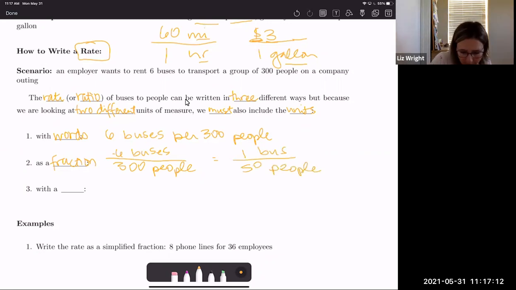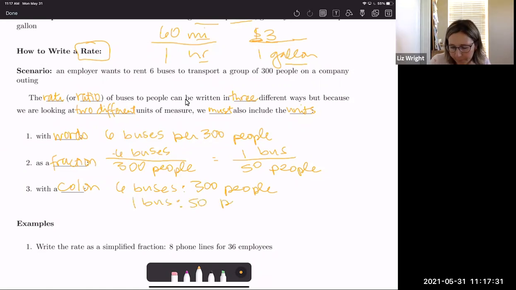And then with a colon. So it would be 6 buses per 300 people. And again, you got to make sure you put your labels on there. Again, or if you're simplifying it, it would be 1 bus per 50 people.